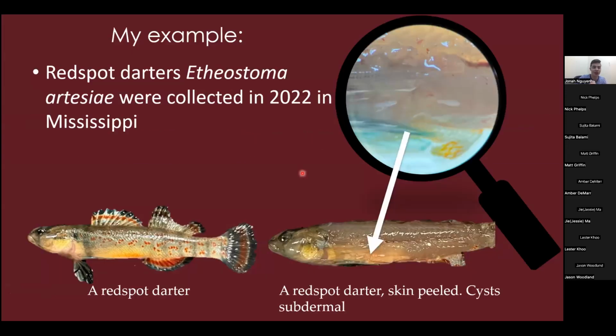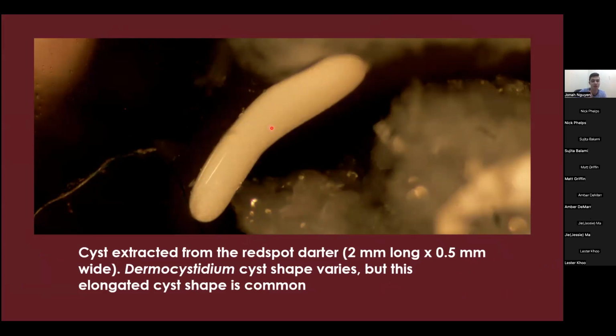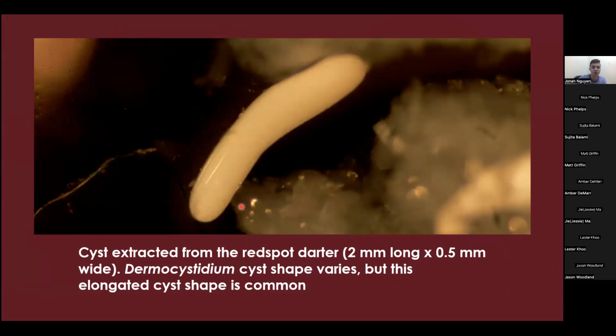So my example and how I got into it again is red spot darters in Mississippi. Our case is a little bit different in that you can't see the cysts externally unless it was a really bad case. But most of them, you had to peel the skin off this beautiful darter and see these tiny, tiny little elongated cysts in there. Once you extract them off the fish, they're about 2 millimeters by 0.5 millimeter for this example of Dermocystidium. This cyst shape is pretty common though, an elongated, oval-ish shape.